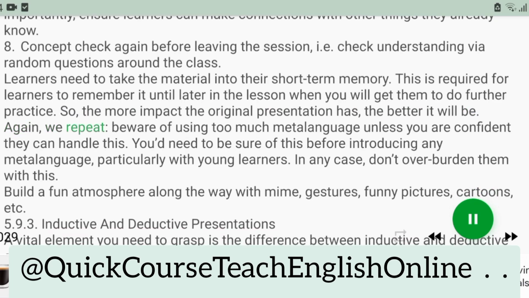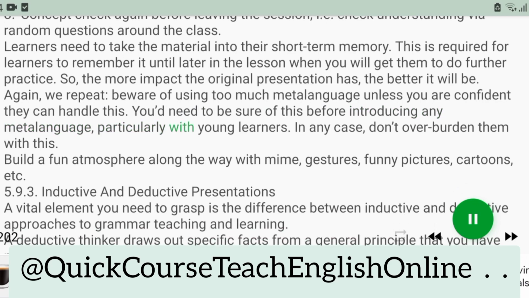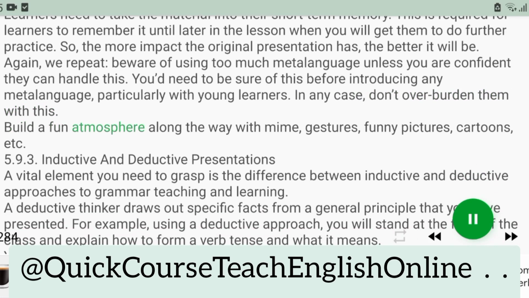Again, we repeat, beware of using too much metalanguage unless you are confident they can handle this. You'd need to be sure of this before introducing any metalanguage, particularly with young learners. In any case, don't overburden them with this. Build a fun atmosphere along the way with mime, gestures, funny pictures, cartoons, etc.